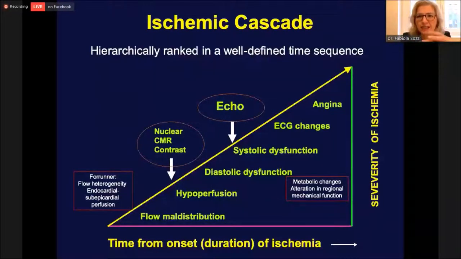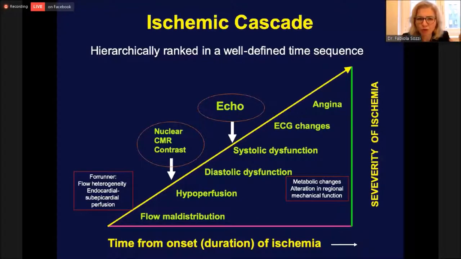The ischemic cascade is a hierarchically well-defined sequence. Time speaking, when we induce ischemia, the forerunner is flow heterogeneity, a gap between endocardial and subepicardial perfusion. Ischemia is a centrifugal phenomenon according to the LV cavity, so it first involves the endocardium and then the subepicardium.